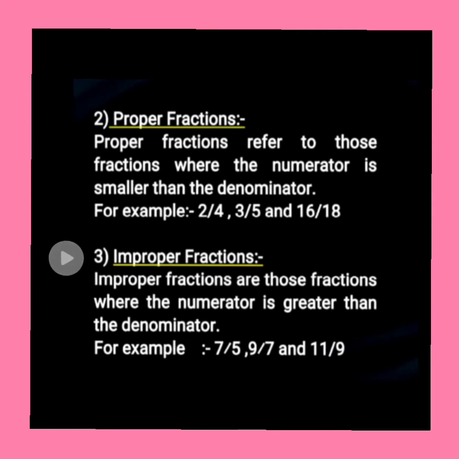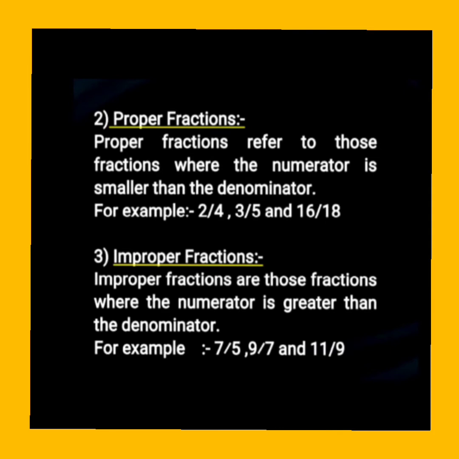And improper fractions are those fractions where the numerator is greater than the denominator. 7 upon 5, 9 upon 7 and 11 upon 9. You can see in all three examples, the numerator is greater than the denominator. So in proper fractions, the numerator is smaller than the denominator, and in improper fractions, the numerator is greater than the denominator.